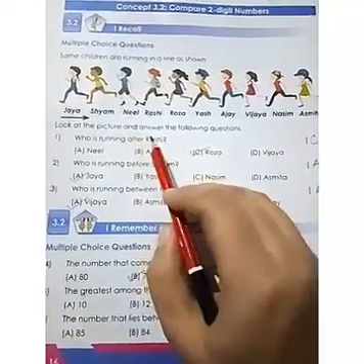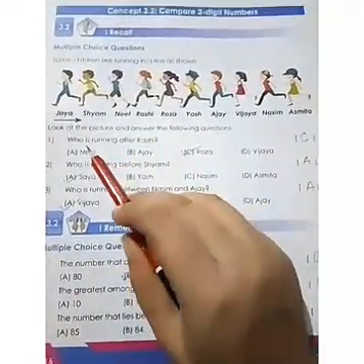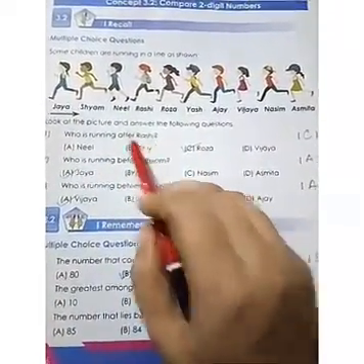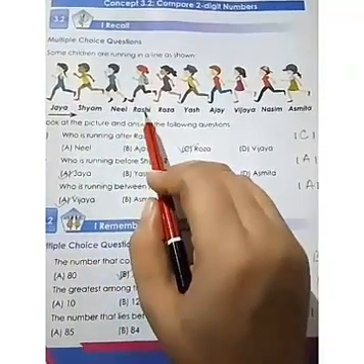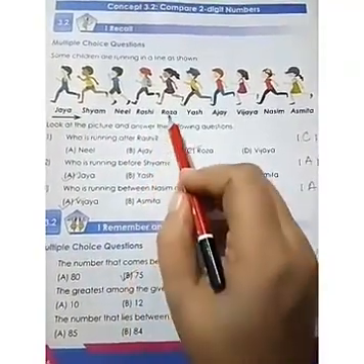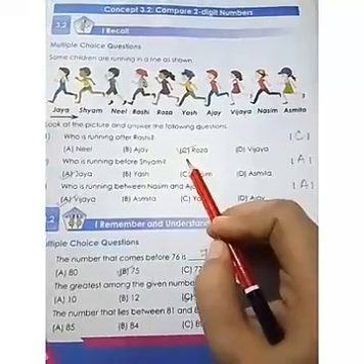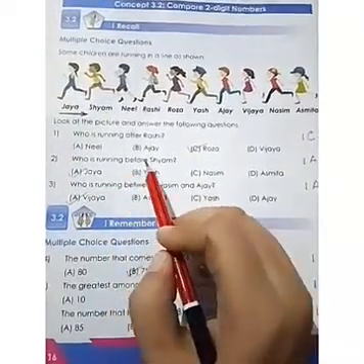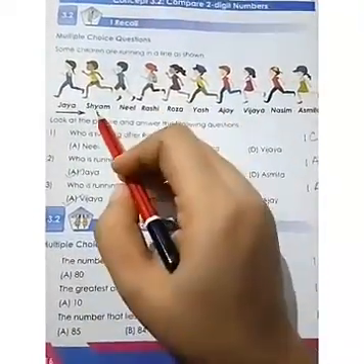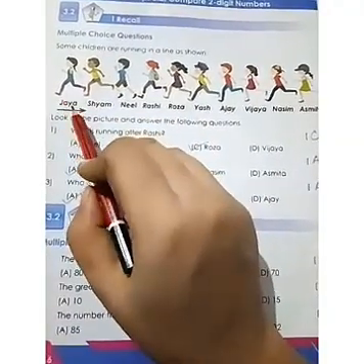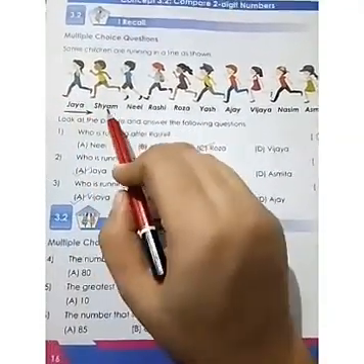And we have to look at the picture and answer the following questions. Who is running after Rashi? So let us find Rashi here. So this is Rashi. Who is running after Rashi? It is Roja. So give a tick mark in C. Who is running before Shyam? Okay, so who is running before Shyam? This is Jaya. Jaya is in front of Shyam.